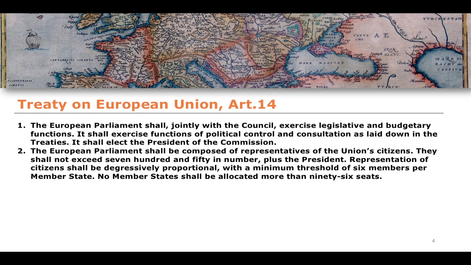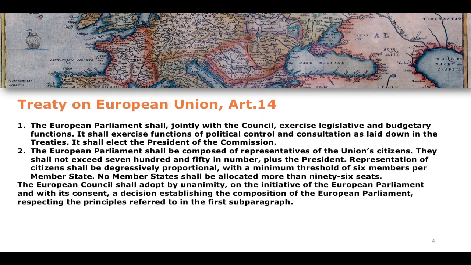So this is essentially talking about the ways and the methods by which representation is established within the European Parliament itself. It is done on a proportional basis. You have the smaller member states having fewer seats, and you have the larger member states having more. But there is a minimum and a maximum threshold established by this particular provision as well. The minimum threshold is 6 members per member state, and the maximum threshold is 96 seats per member state as well.